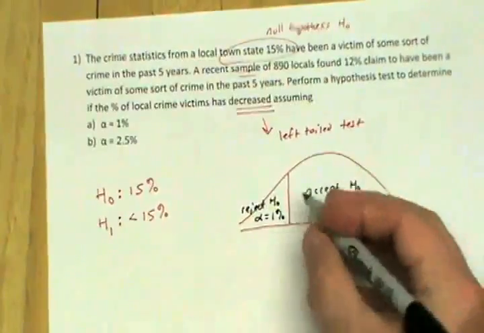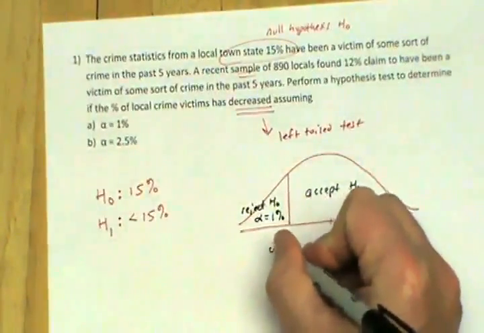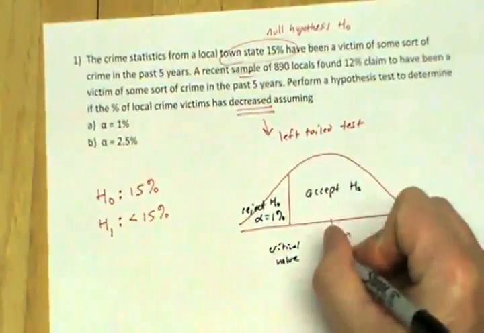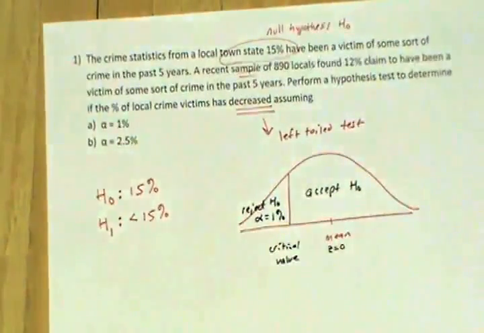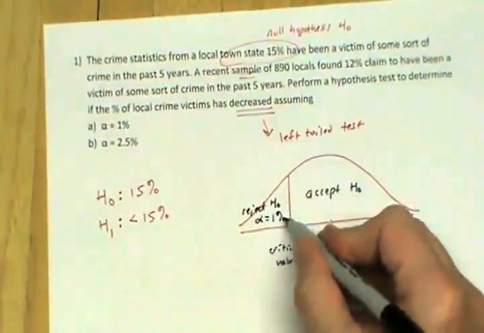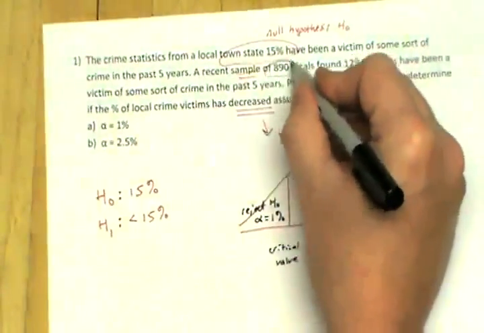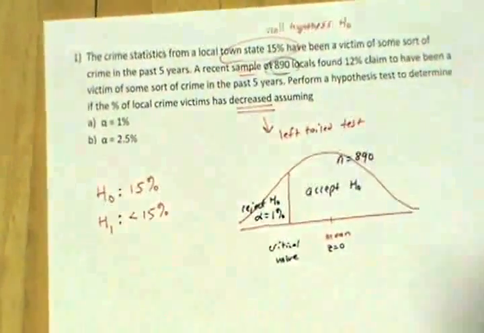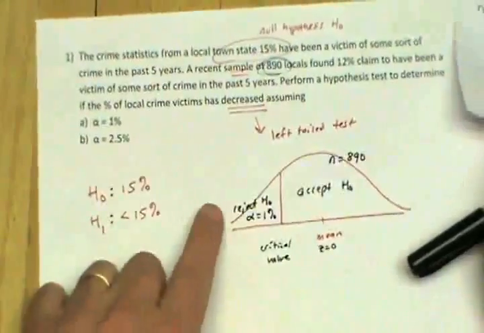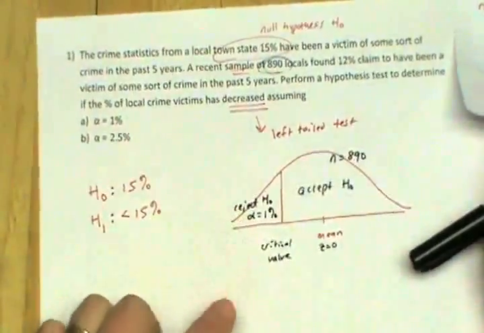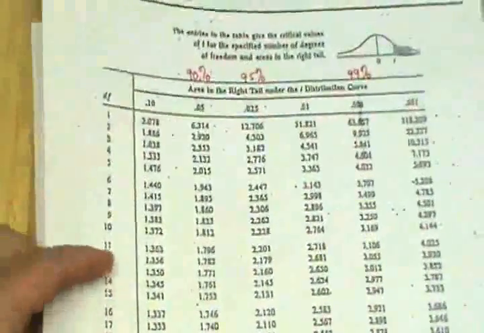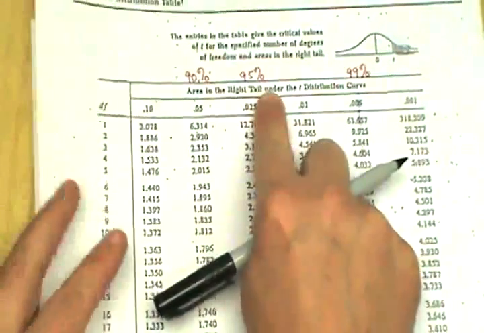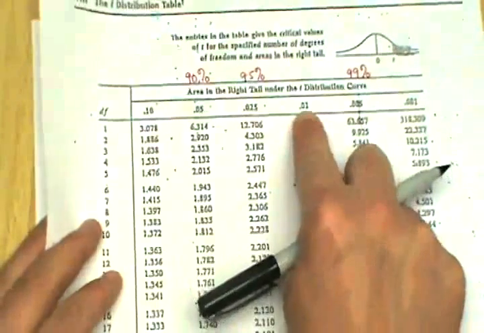Now what we need is to know what this critical value is, which is the cutoff line. Of course the mean has a z-score of 0 because that's always the mean. This is based on a couple things. First, our recent sample, we have 890, so our sample size here is 890 individuals. And we have an area in the tail of 1%. So when we go to our t-chart and look where it says area in the right tail or left tail, we're looking at 0.01, which is 1%.